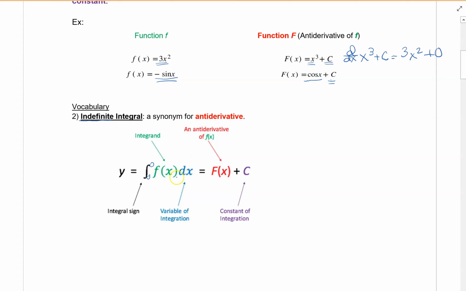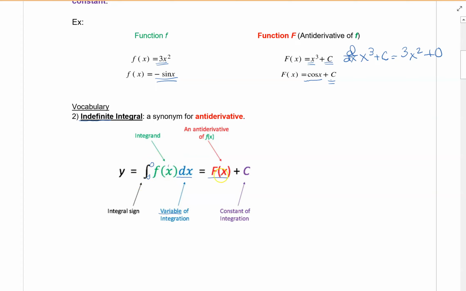You will notice a dx inside these indefinite integrals, and that is referring to the variable of integration. So this is saying I'm taking the integral of f of x with respect to x. That's kind of what that means. And the result of that integral would be the antiderivative. So when you're taking an indefinite integral of a function, this is basically saying find the antiderivative of this lowercase f with respect to x.